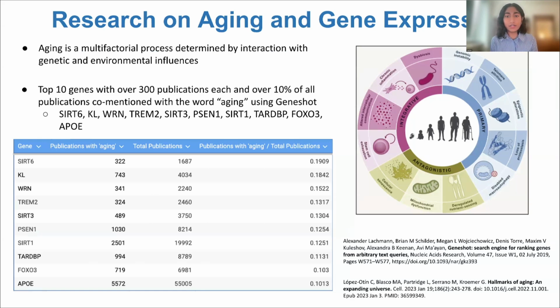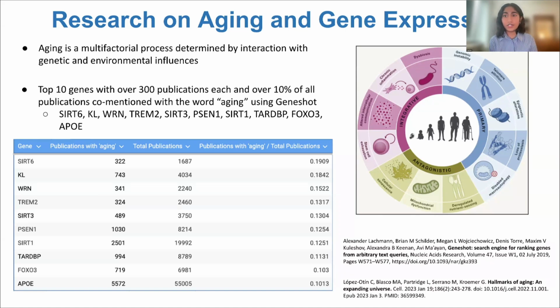Aging is a multifactorial process that is influenced by interactions between the environment and the genome. The diagram on the right categorizes the hallmarks of aging into three groups. These hallmarks are the biological and chemical changes that occur inside cells, tissues, and organs as we age. Aging research has identified several key genes that play critical roles in aging and age-related diseases.